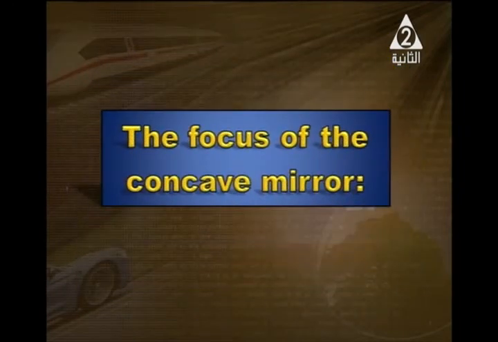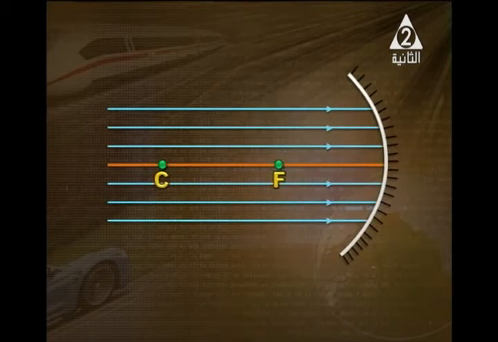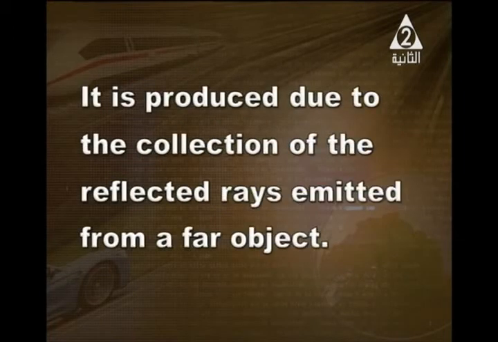The focus of the concave mirror. This is the concave mirror. This is the principal axis, and on it lies the center of curvature. At the midpoint between the center of curvature and the pole of the mirror, we find the focus. This is the incident light ray, which is reflected after hitting the reflecting surface of the concave mirror and collected at a point called the real focus. The real focus is produced due to the collection of the reflected rays coming from a far object.